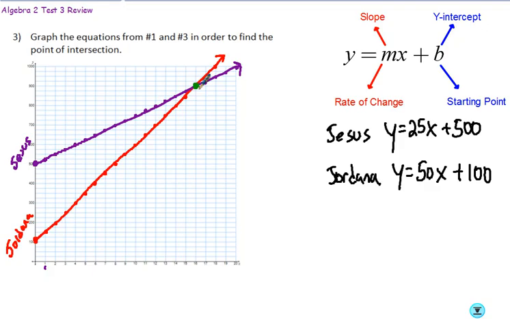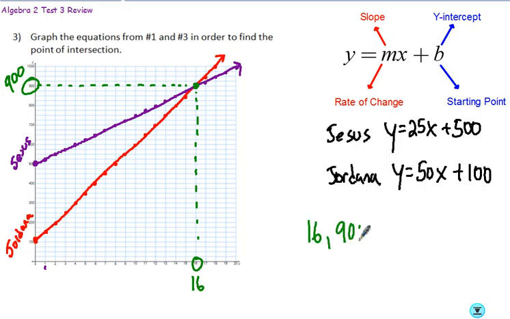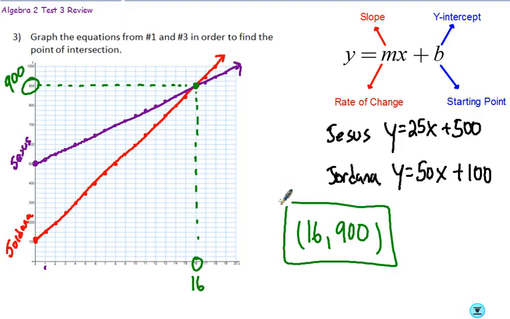So let's see, where did they cross? It looks like they crossed, if I go down this way, at 16. And then if I go across on that line, we're at 900. So my point of intersection there would be 16, 900. That's where the two lines meet. In a second on number 5, we'll talk about an interpretation of what the 16, 900 means. Alright, so go ahead and pause now and try number 3 on the right side.